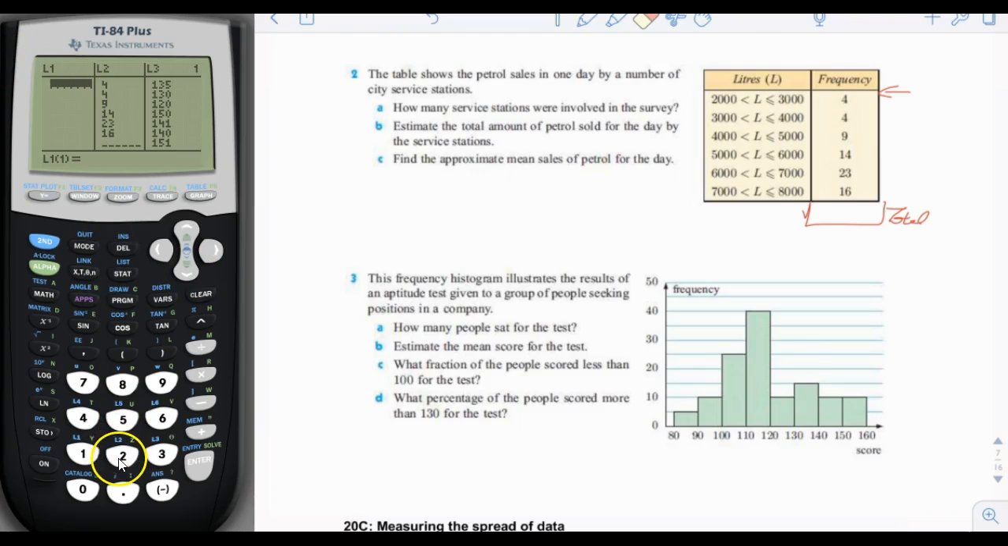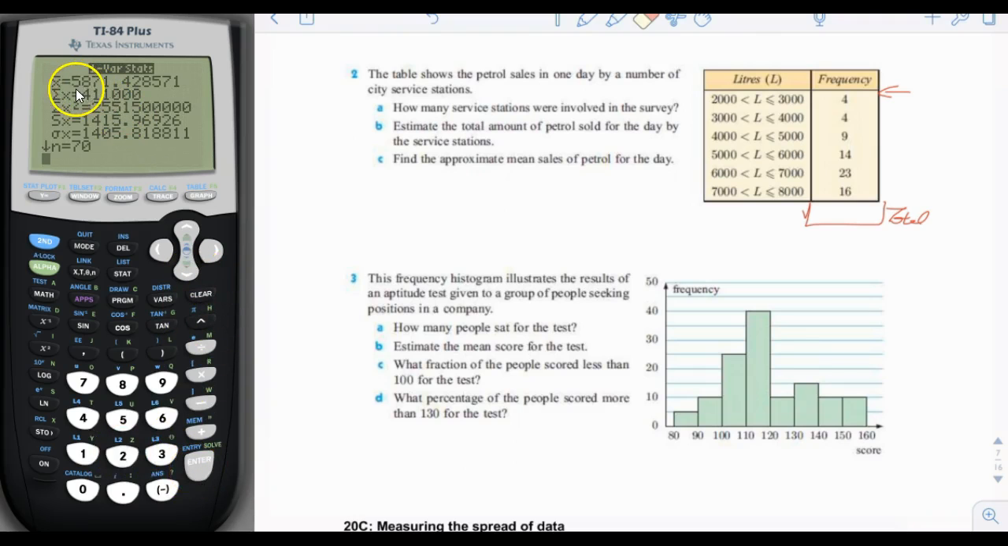Okay, so instead of putting 2,000 or 3,000, I put 2,500. The next one's going to be 3,500, etc. And I'm going to pause while I enter these because it's really boring to watch. Okay, I finished putting in the midpoints of the liters and all my frequencies, and now I'm going to find all sorts of information about this table with stat calc 1-var stats. And I'm going to put list 1, which is second one. I'm going to put list 2 in for the frequency list and press calculate.